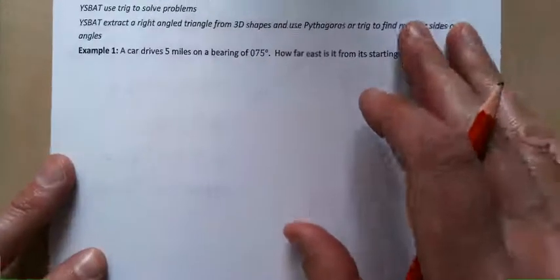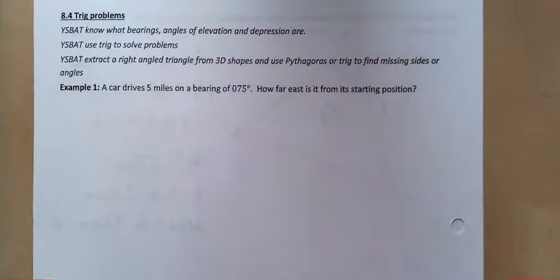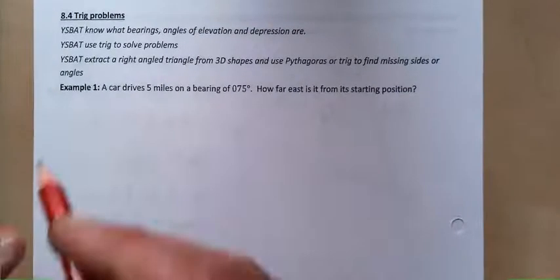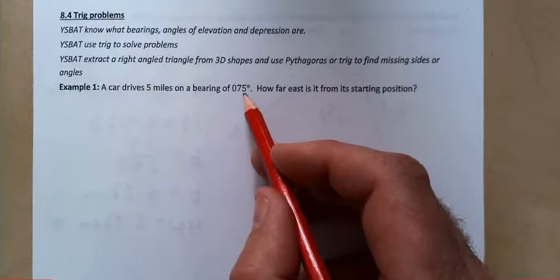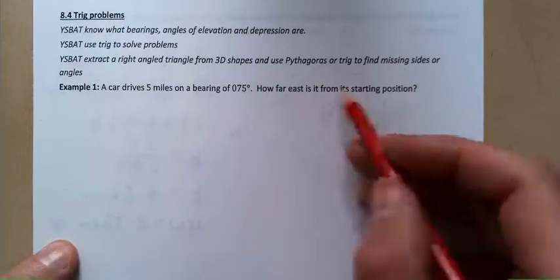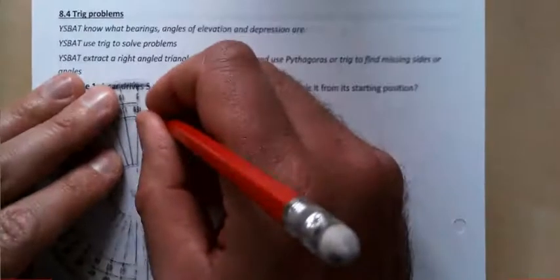Okay, we're doing GCSE Maths and we're looking at Trig, and now we've gone on to looking at Trig problems, which says a car drives 5 miles on a bearing of 075. How far east is it from its starting position? So let's see if we can get our head around what it's actually asking us here.